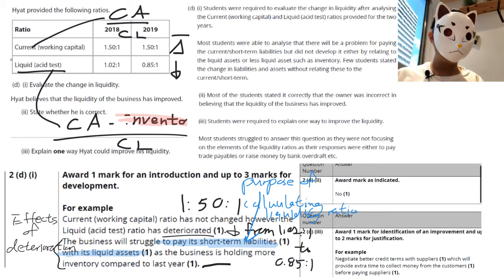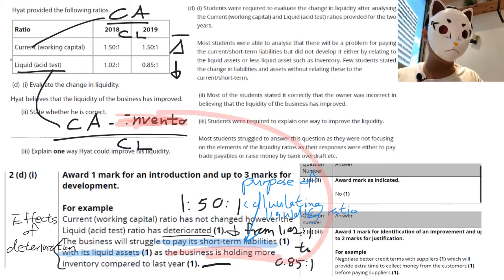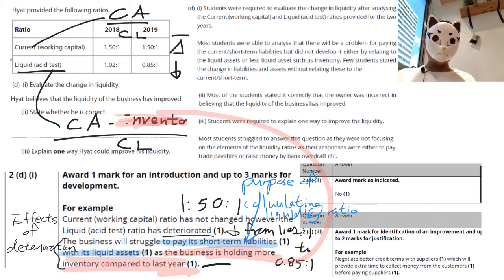So in this question, if you want to get full marks, you must explain why there is a drop in the liquid ratio. That is, the business is holding more inventory compared to the last year. Now for the last mark, a candidate needs to understand the difference between the current ratio and the liquid ratio. That is, whether the closing inventory is included in the calculation. This is the only way for candidates to get full marks.